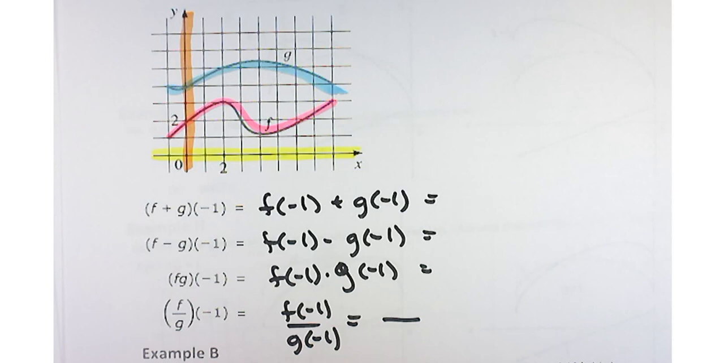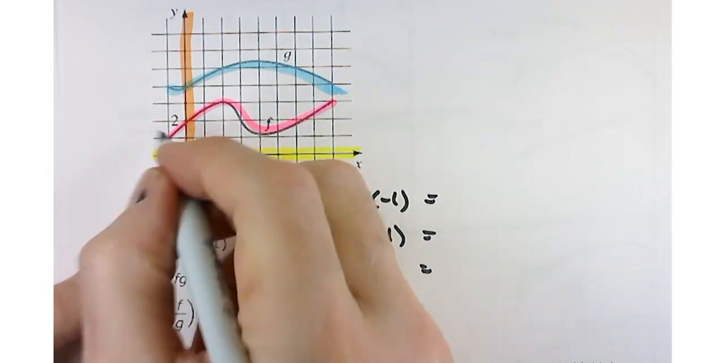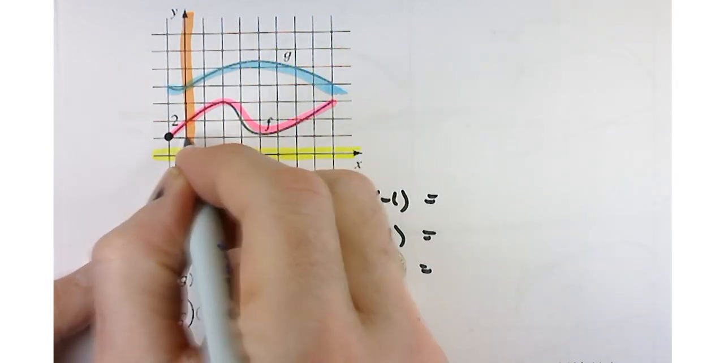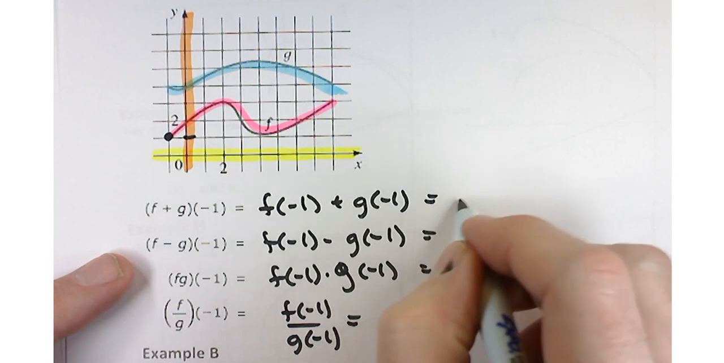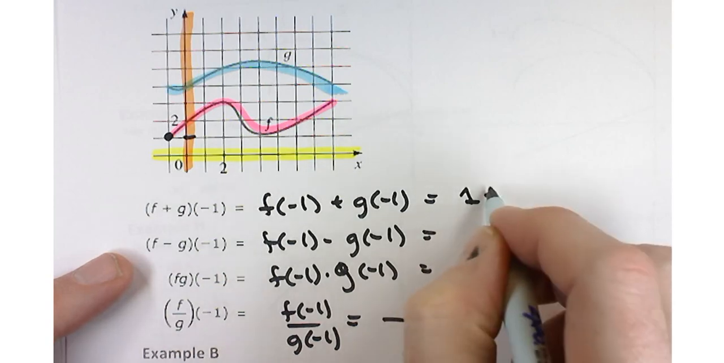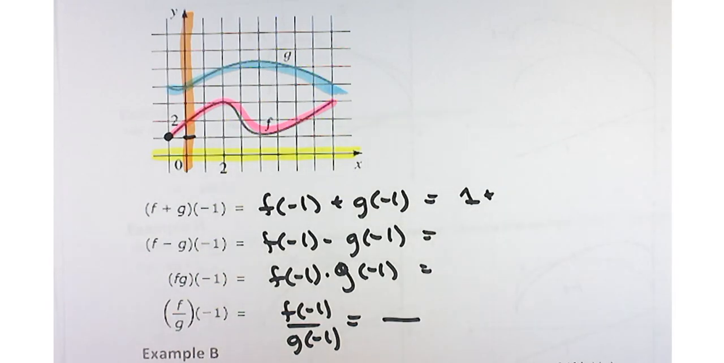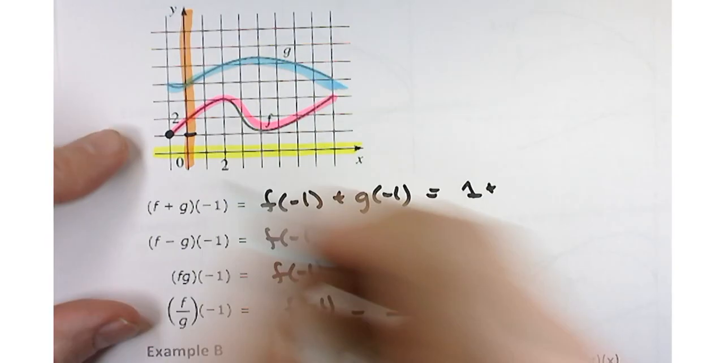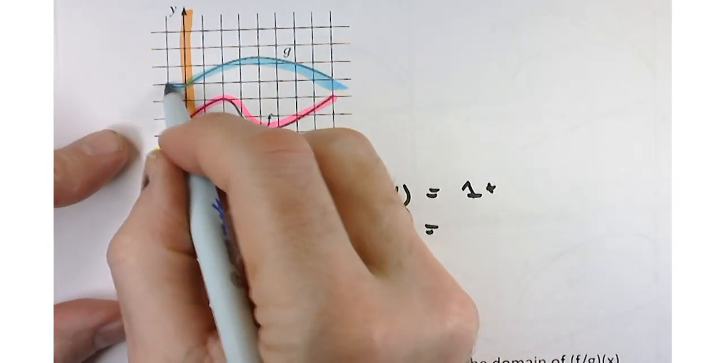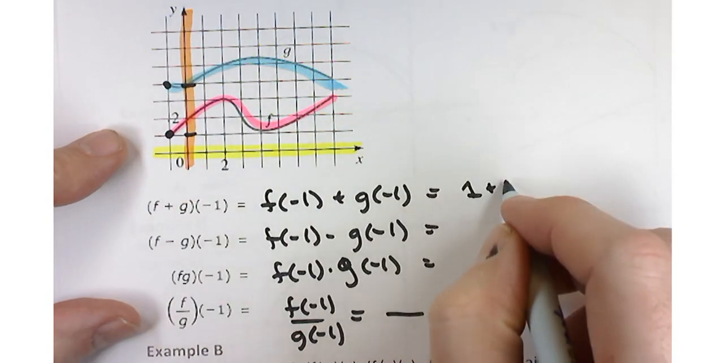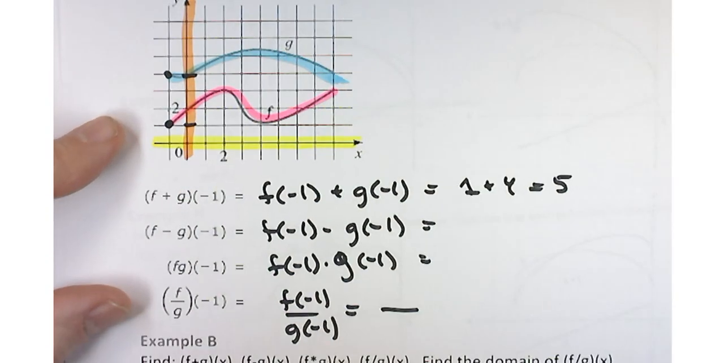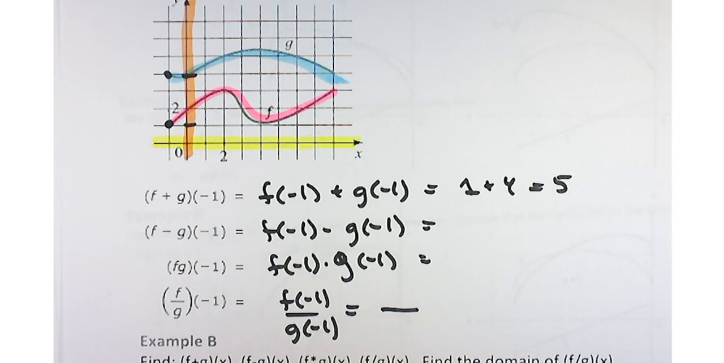So let's see, Arden, maybe you can help me out. What would f of negative 1 equal? Yeah, f of negative 1 is just going to be the y coordinate right here. So it's going to be 1. Someone else want to give me g of negative 1? Johan? G of negative 1 is 4. Yeah, g of negative 1 is 4. So f of negative 1 plus g of negative 1 is 5.